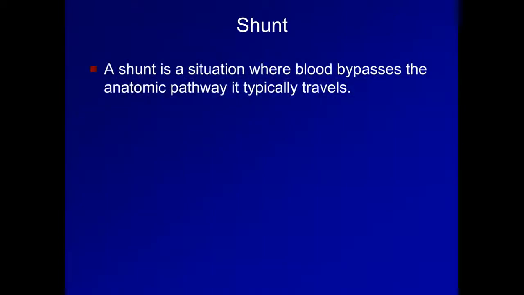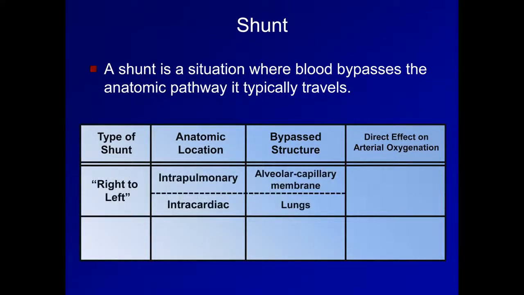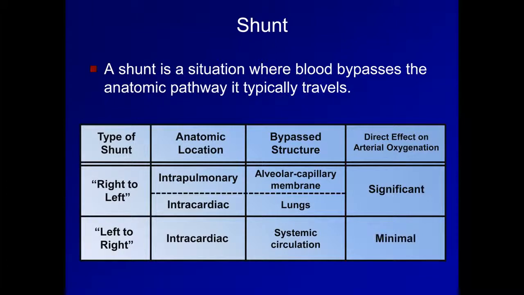The final and most straightforward mechanism of hypoxemia is shunt. I introduced the idea of shunts in Lecture 17. To remind you, a shunt is a situation where blood bypasses the anatomic pathway it typically travels. Shunts are categorized as either right to left shunts, in which either the alveolar capillary membrane or the entire lungs are bypassed, or left to right shunts, in which the systemic circulation is bypassed. Right to left shunts have a significant direct effect on arterial oxygenation, while left to right shunts usually have minimal direct effect.